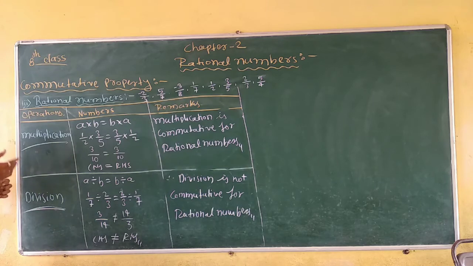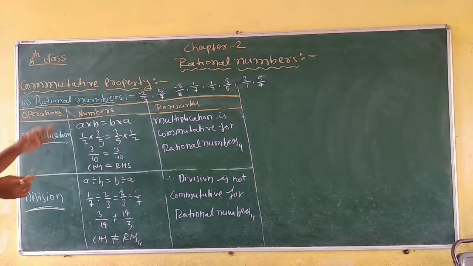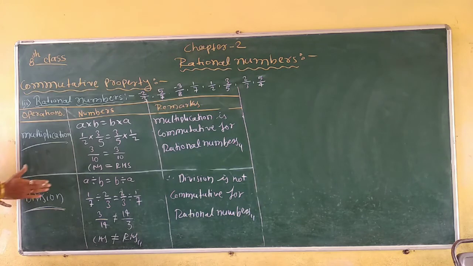Okay, so we shall stop here, and in the next class we have to discuss addition, the next property of rational numbers. Please note down this tabular column in our homework book. Okay, thank you.